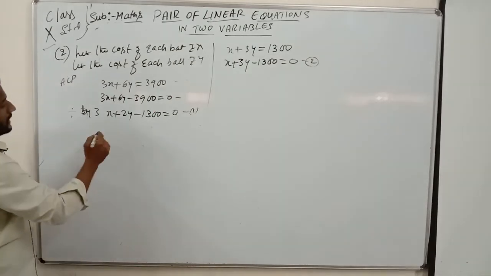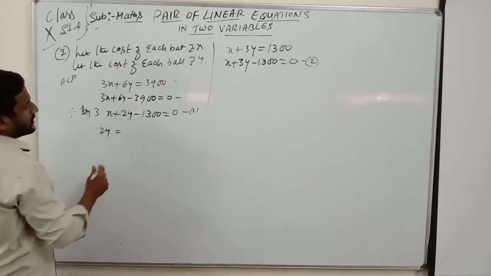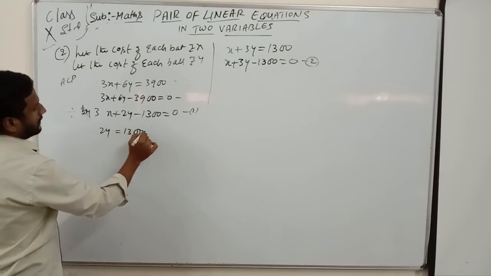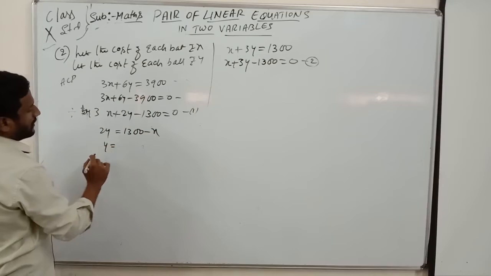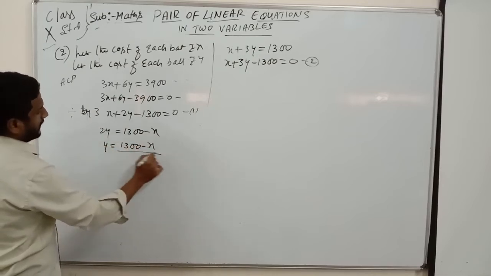Next, what should be done? Now again, 2y is equal to minus 1,300, bring that side, plus 1,300, plus x, bring that side, minus x. So again y is equal to what? y is equal to 1,300 minus x divided by this 2.